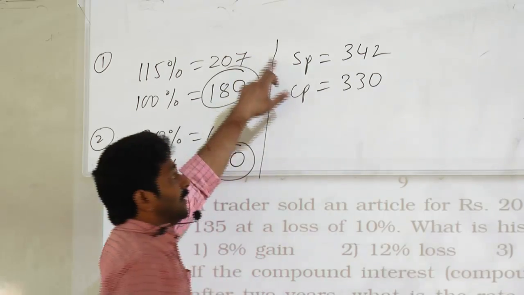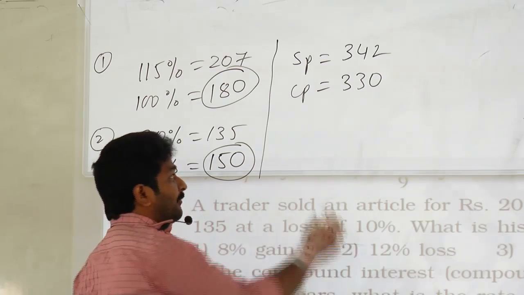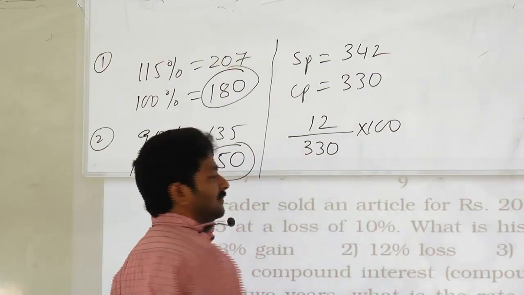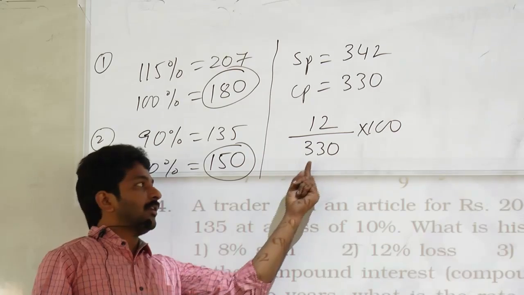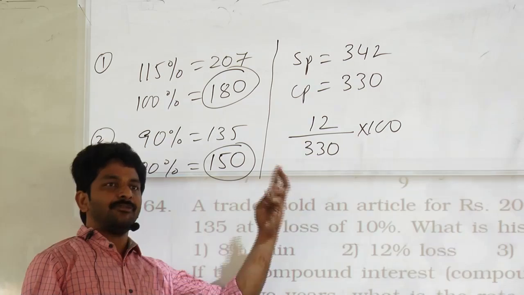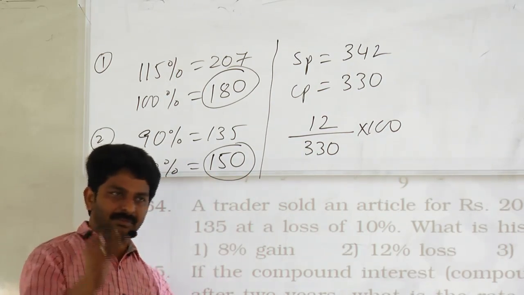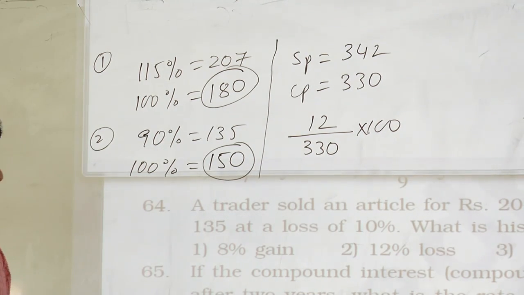By selling both the items for 342, where your cost price is 330, there will be a profit of 12 rupees out of 330. Percentage, right? So into 100. 10% is 33. Less than that. 1% is 3.3. 2% is 6.6. 4% is 13.2. Answer cannot be 4%. Should be less than that. Approximately 4% gain.